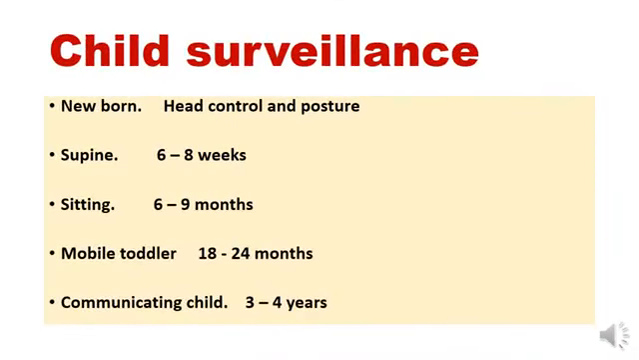So, we need to do a rapid child surveillance to detect if he is normal or needs thorough assessment. This surveillance concentrates on head control and posture during the neonatal period, the ability to use the supine position at 6 to 8 weeks, to sit at the age of 6 to 9 months, the mobility of the toddler during the period of 18 months to 24 months, and the ability of the child to communicate at the age of 3 to 4 years.